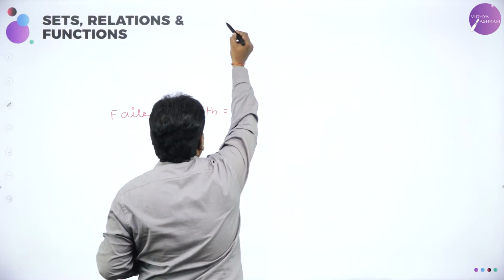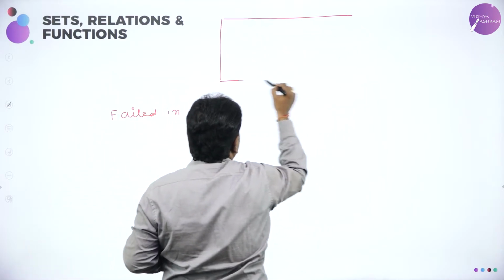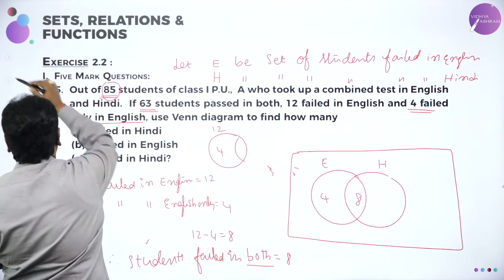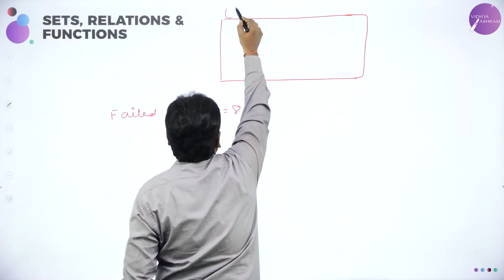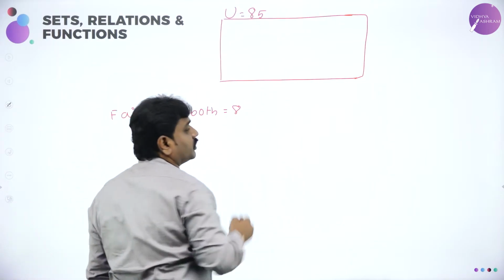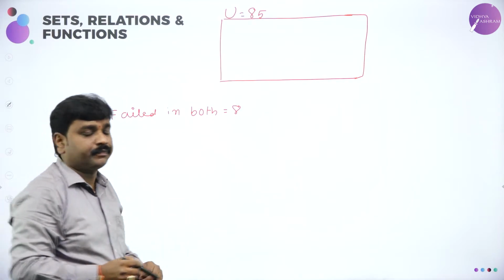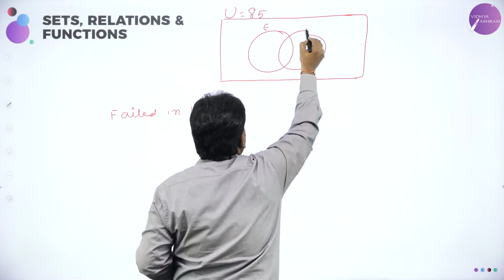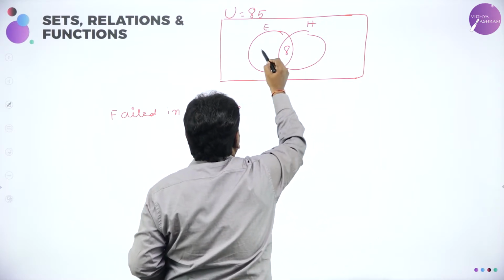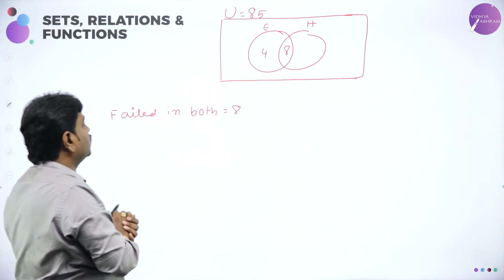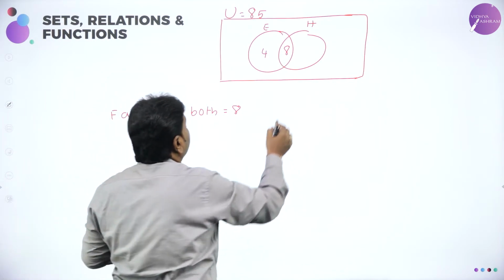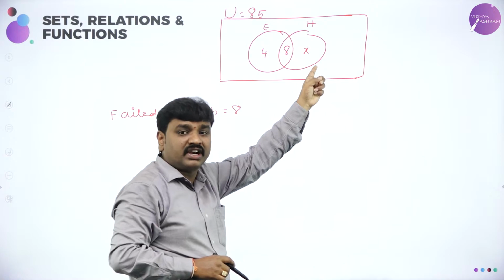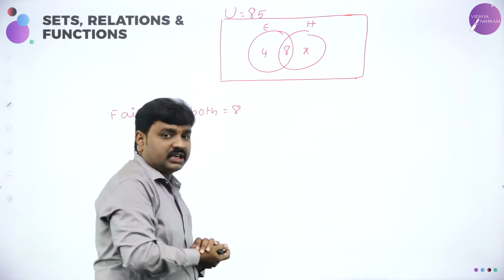Again, let me draw the Venn diagram here. They gave that 85 students are there, so the universal set is 85 students, and in that I have two sets. E stands for English failed students, H stands for Hindi failed students. 8 failed in both, and we got this. Now, how many failed in Hindi? We don't know. So this part is Hindi only, failed in Hindi only. Now we have a technique.